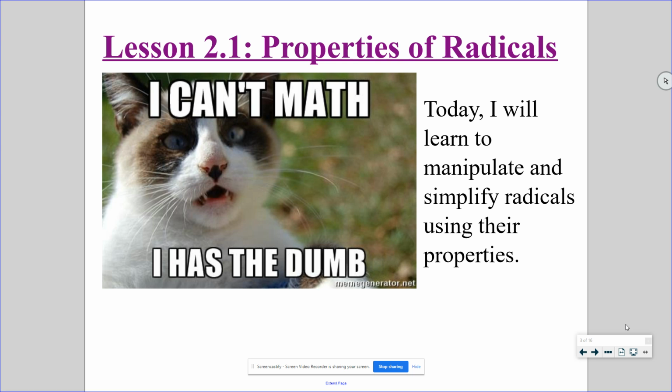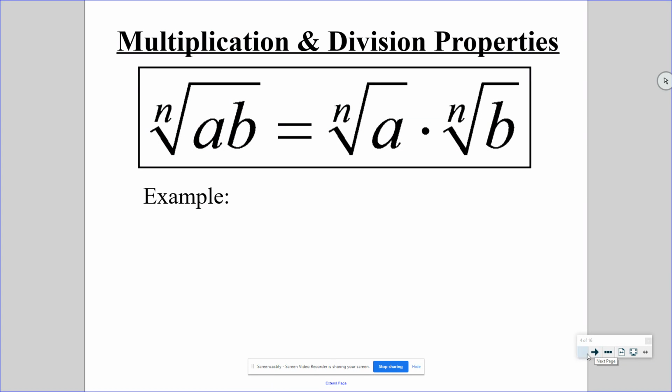All right, for the first lesson in Unit 2, we are going to discuss properties of radicals. So your goal today is to learn how to simplify radicals, like I did in that quick video before this, and also to apply a couple properties of radicals. So we're going to start with multiplication and division properties. This is basically telling you what you are allowed to do with multiplication that is happening within two radicals. I'm going to give you an example of what this might look like.